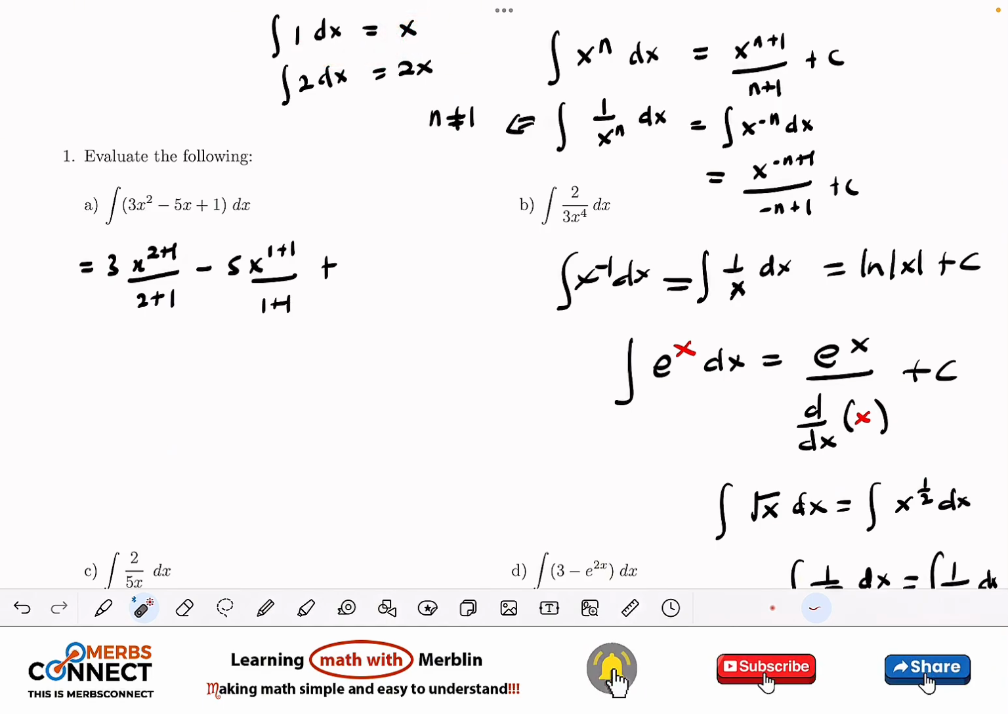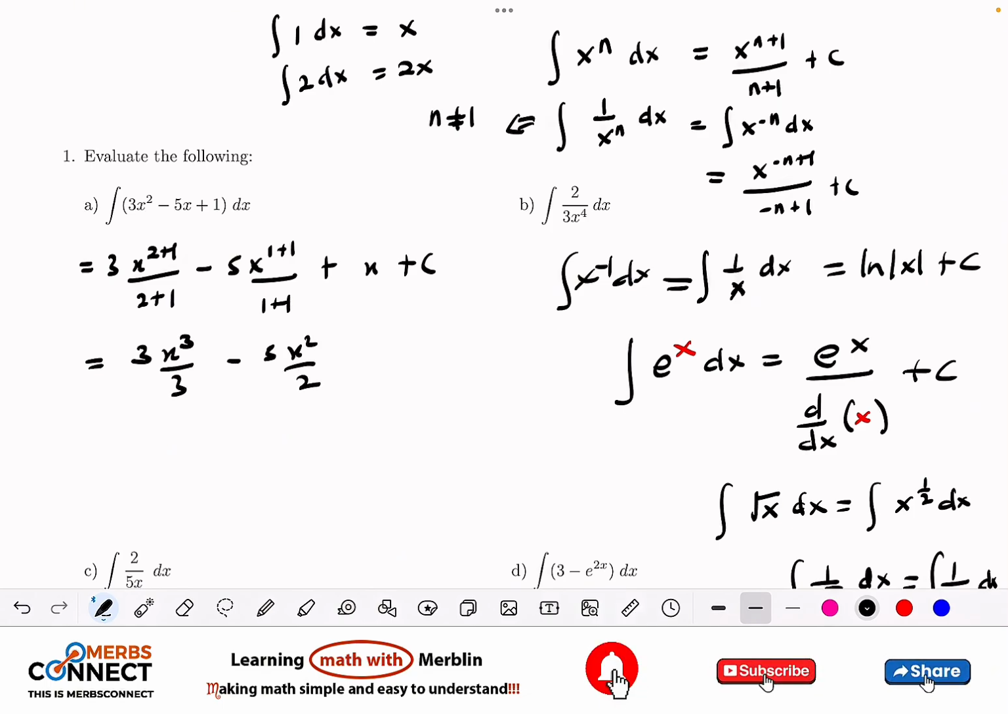So that's the idea, or what I was trying to bring your attention to when we started. All the results that we are going to get at the end of doing the integration, when we differentiate them, we need to get what is there. All right. So this is going to give us x plus c. So let's try and simplify. This will be 3x to the power 3 divided by 3 minus 5x squared divided by 2 plus x plus c. And then this is x to the power 3 minus 5x squared divided by 2 plus x plus c.